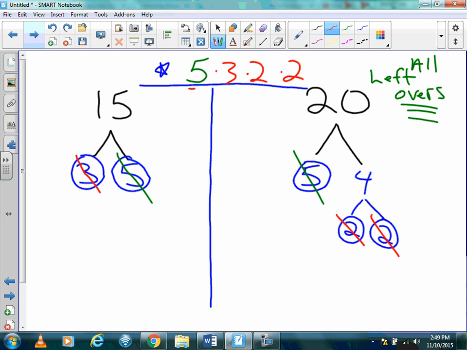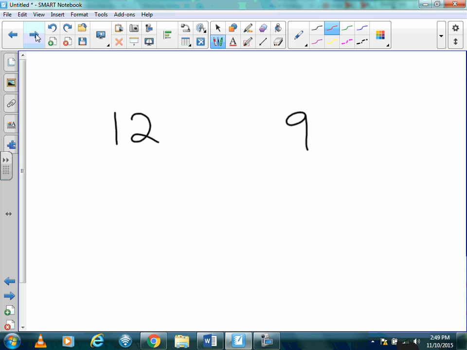Well, 5 times 3 is 15. 2 times 2 is 4. I think 15 times 4 is 60. So remember, with the least common multiple, you gotta use the leftovers. Let's try another one. 12 and 9.